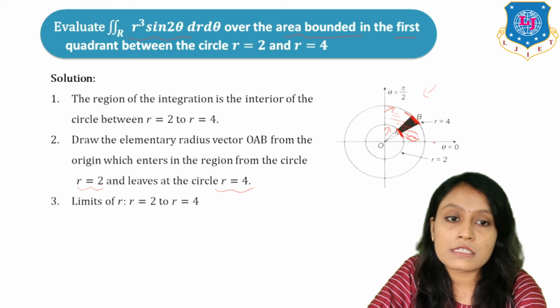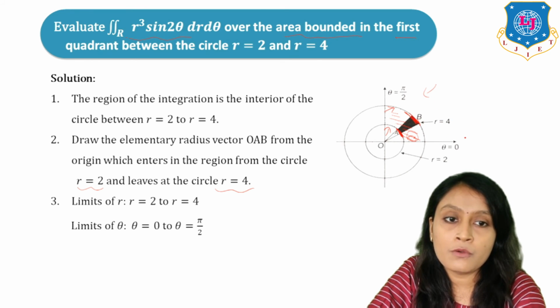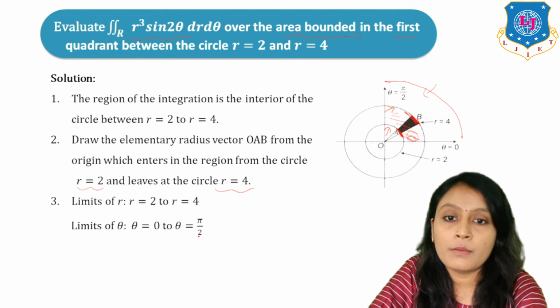And next we have to write the limit of theta. We are considering only the first quadrant, so theta starts from here and we have to move up to here. So the limit of theta is theta is equal to 0 to theta is equal to pi by 2. Right, so now we have the limits of r and the limits of theta.